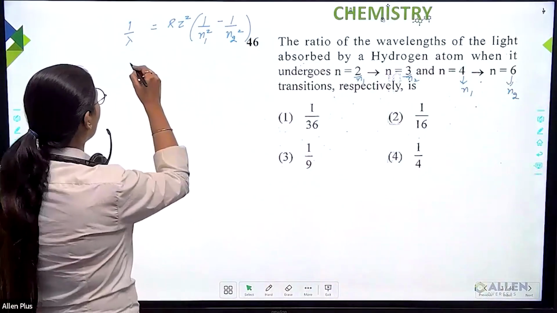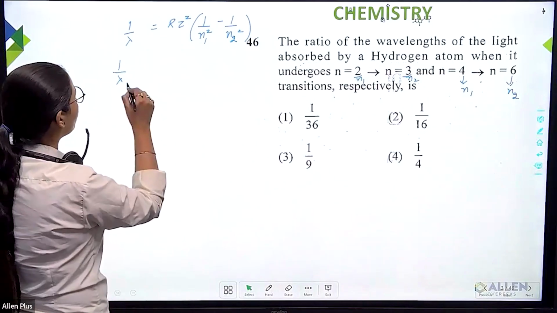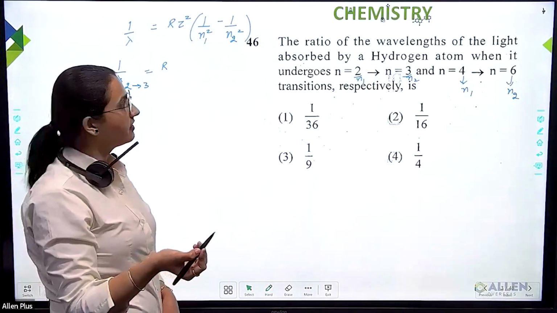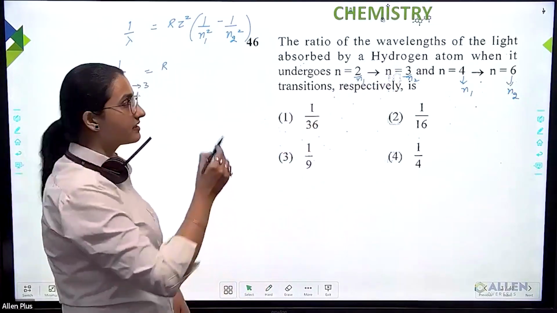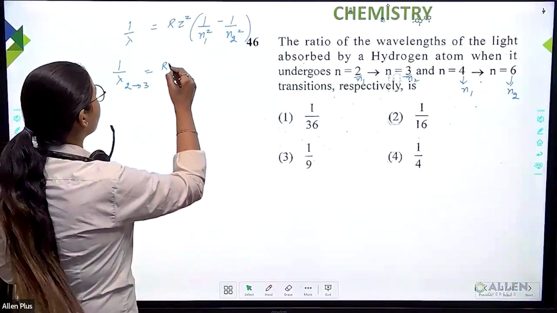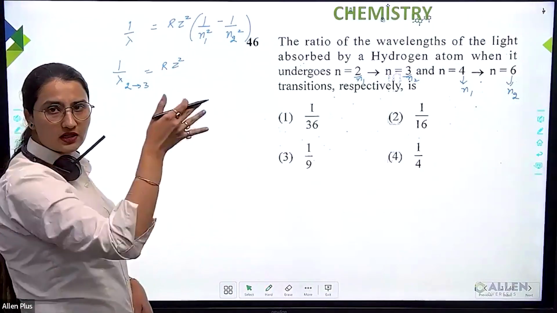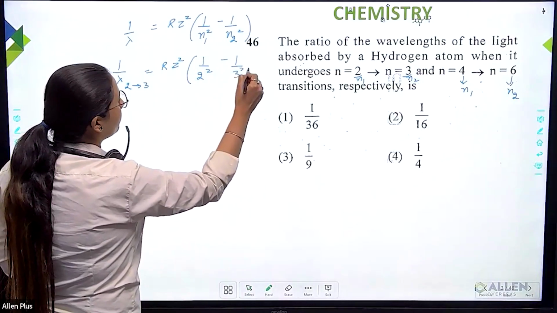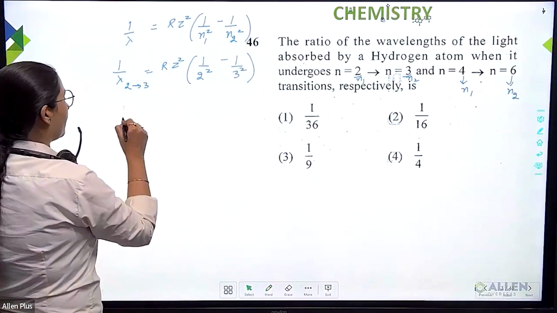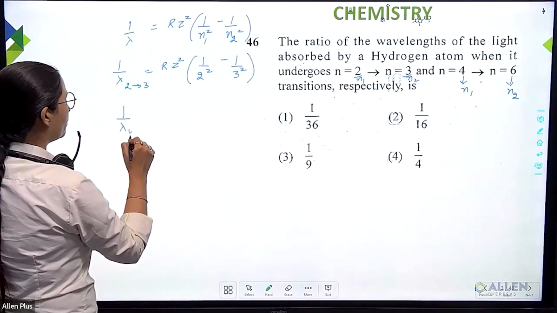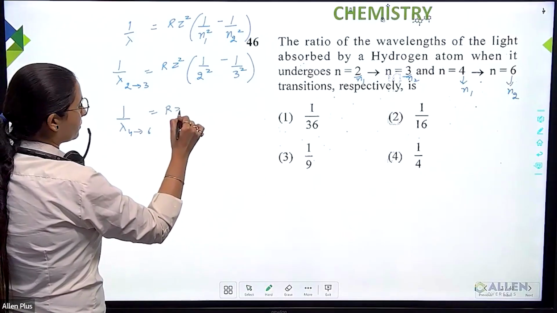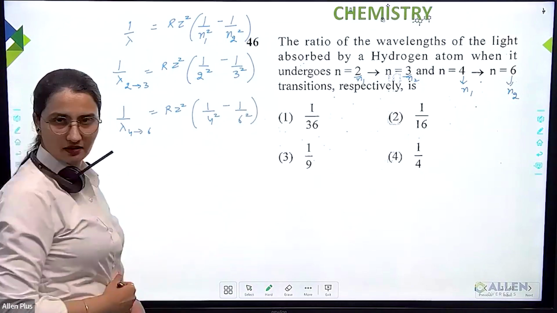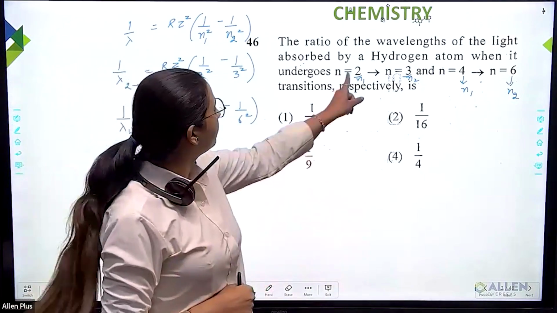So putting values in this formula, 1 by lambda when it moves from 2 to 3 is going to be R. What is R? Rydberg's constant. Since the discussion is for hydrogen, Z will be what? 1. Correct? So I'm keeping Z only because both are the same. In the first, I will have 1 by 2 square minus 1 by 3 square. In the next, 1 by lambda for 4 to 6 would be RZ square (1 by 4 square minus 1 by 6 square). Students, I need the ratio of this to this.